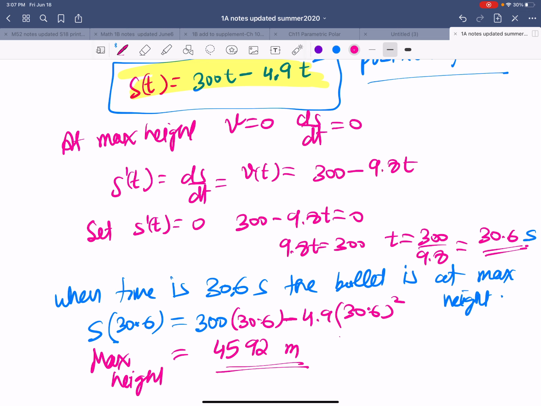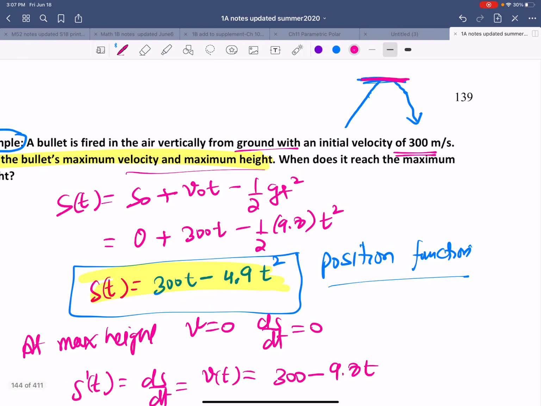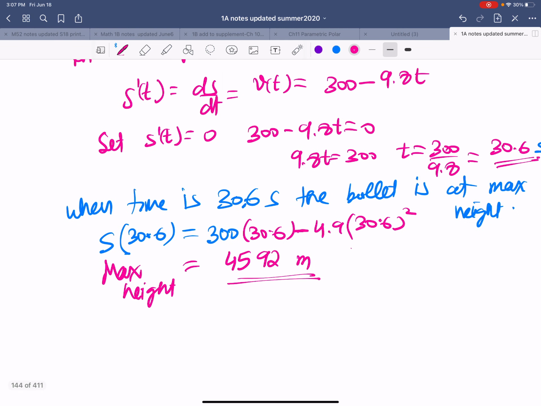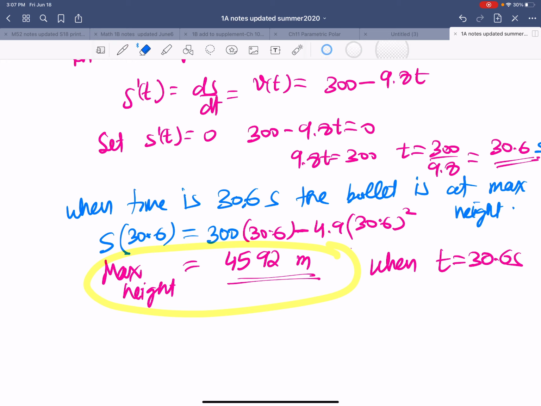Maximum height. That was one thing we were being asked in the problem. What is the maximum height? And when does it reach the maximum height? It reaches the maximum height when t is 30.6 seconds. So 30.6 seconds after we throw the bullet in the air, it is going to be at the maximum height, and then it's going to start falling down.